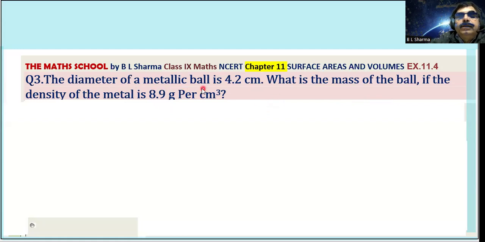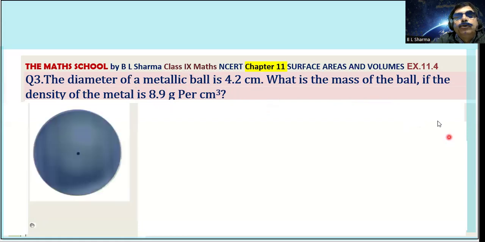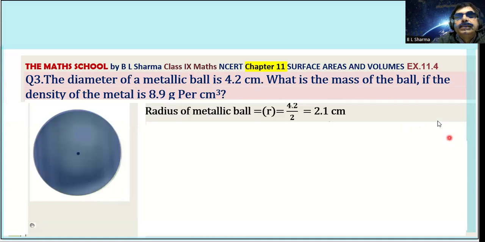Diameter is given and this is a ball, ball means sphere. So say this is a metallic ball of diameter 4.2 centimeter. Its radius will be half of diameter, means the radius of the ball will be 4.2/2, diameter upon 2, that is 2.1 centimeter.